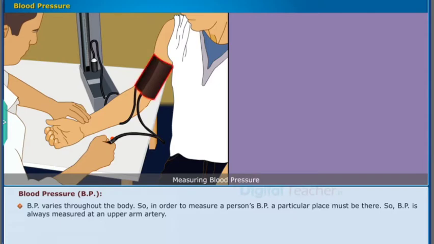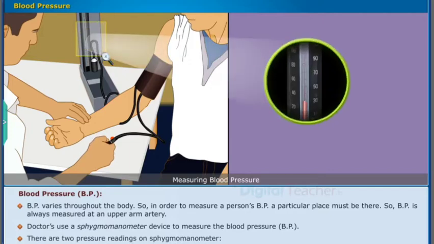So, in order to measure a person's BP, a particular place must be used. BP is always measured at an upper arm artery. Doctors use a sphygmomanometer device to measure the blood pressure. There are two pressure readings on the sphygmomanometer.